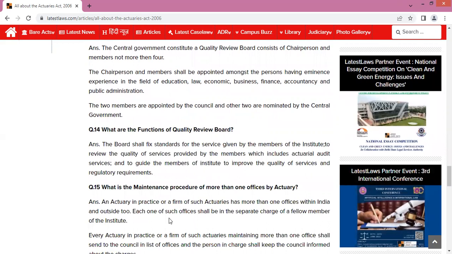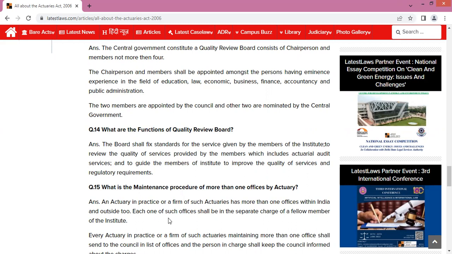Now, what are the functions of the quality review board? It fixes standards for services given by the members of the institute and reviews the quality of service provided by the members, such as actual audit services, and guides the members of the institute to improve the quality of services and regulatory requirements. So that is the most important requirement.